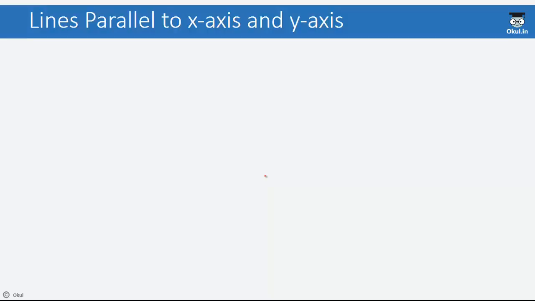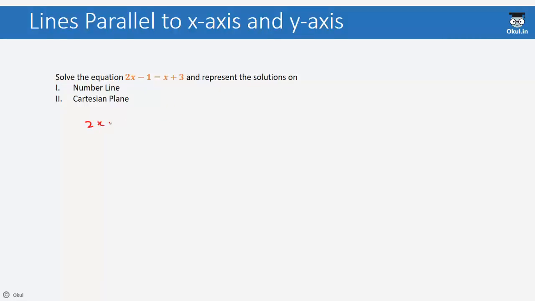Lines parallel to x and y axis. Solve the equation 2x minus 1 is equal to x plus 3 and represent the solution on number line and Cartesian plane. Let's solve this equation. 2x minus 1 is equal to x plus 3.